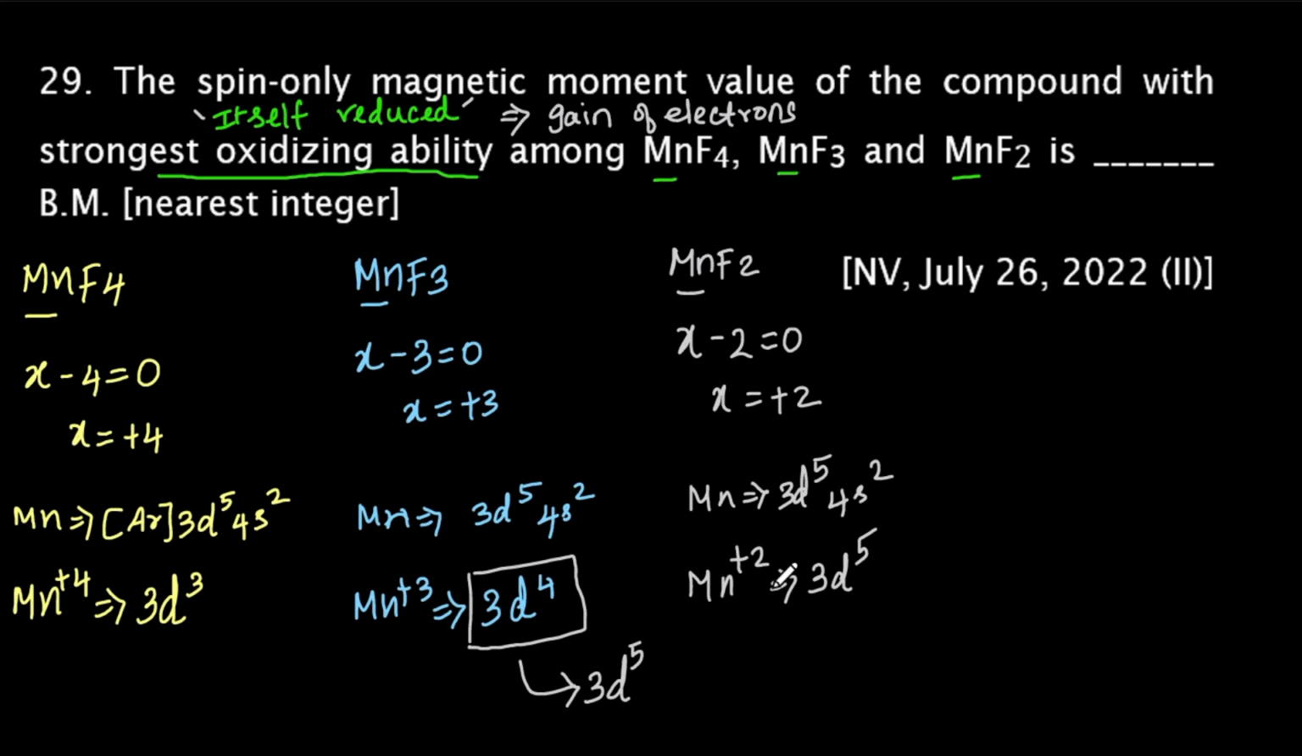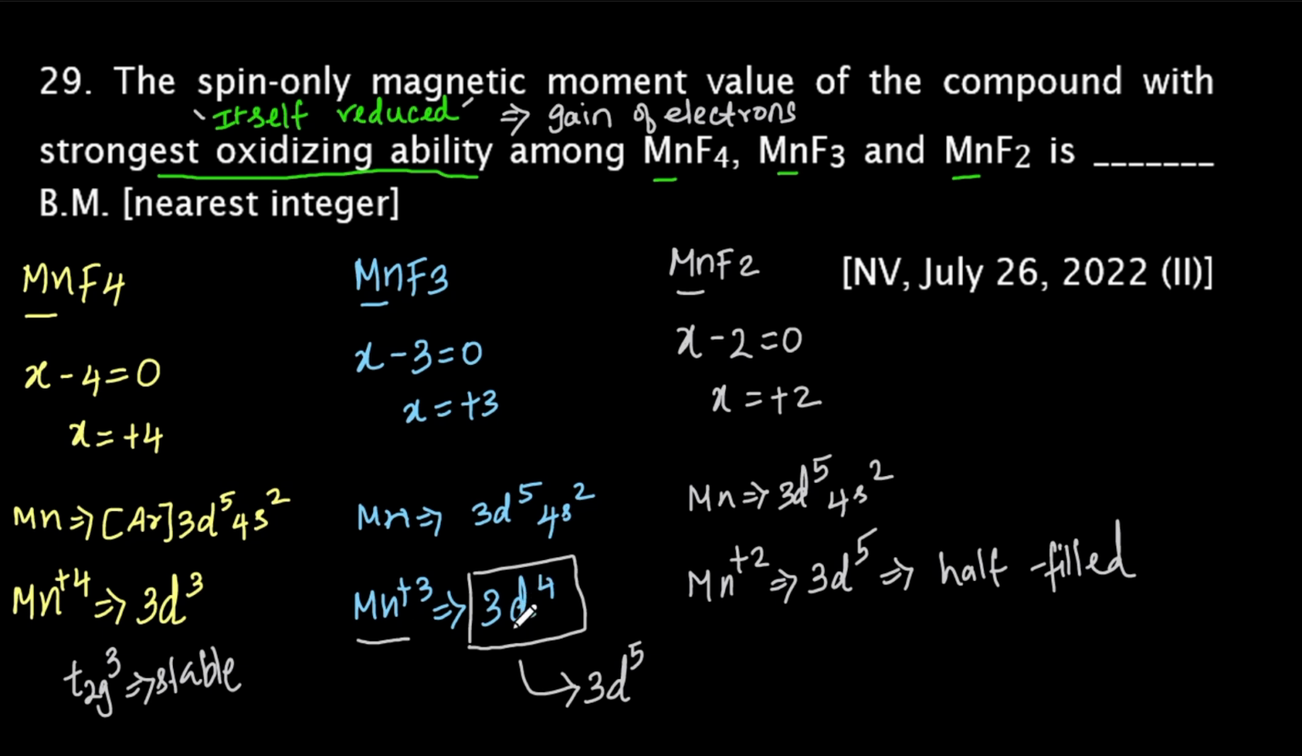The other 2 configurations do not easily gain electron because the 3d5 configuration in case of Mn2 plus is already half-filled and more stable, and the 3d3 configuration in case of Mn plus 4 is t2g3 configuration. This is also a half-filled energy level configuration, and this one is also already stable. So the strongest oxidizing ability is for the species Mn plus 3.